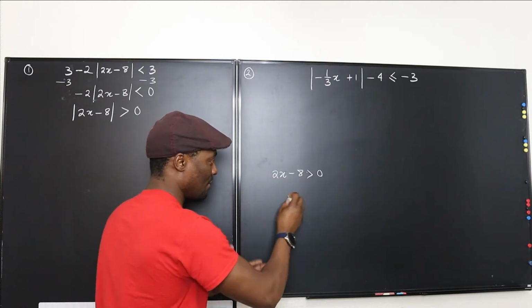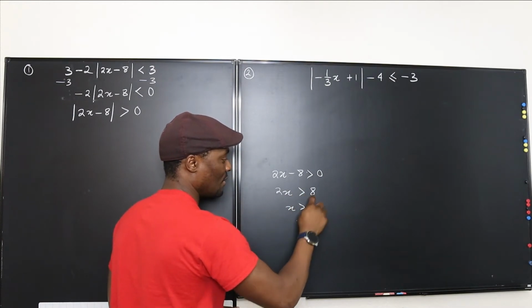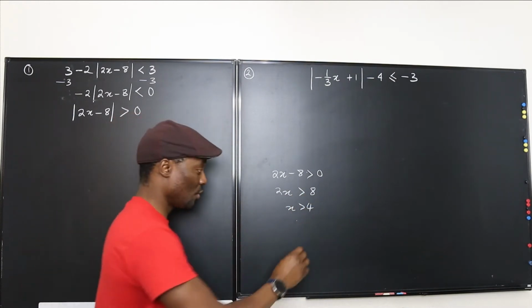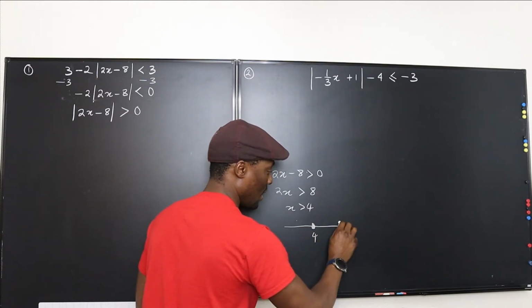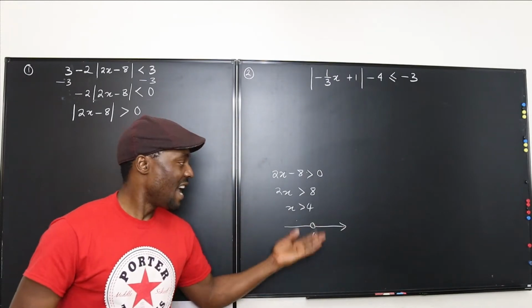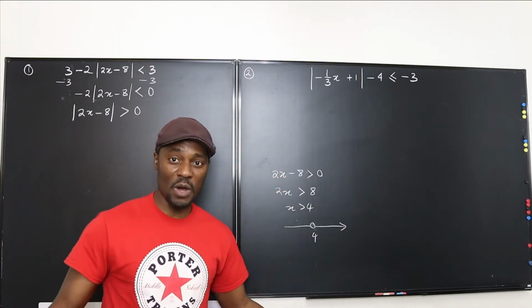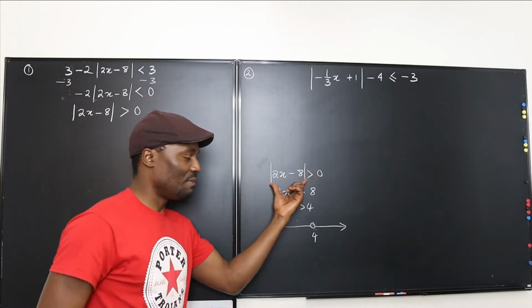So we could have solved this and said 2x is greater than 8 and x is greater than 8 over 2, which will be 4. And this will be your answer. You just go to your number line, okay? Go to your number line, you call this 4, and this goes here, and this would be a circle here. And that would be your answer if this was just a simple inequality. But it's absolute value. And what does this mean?